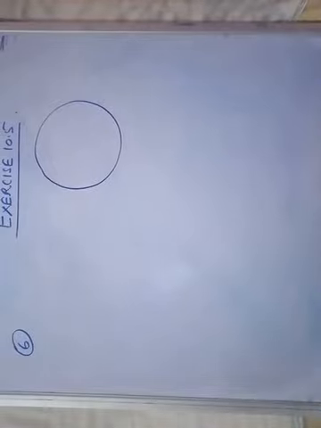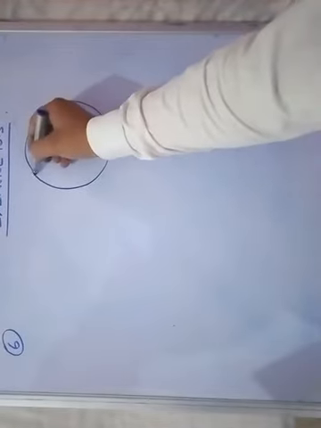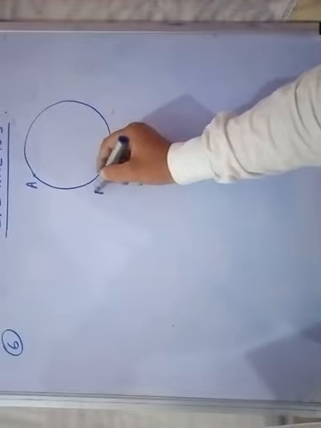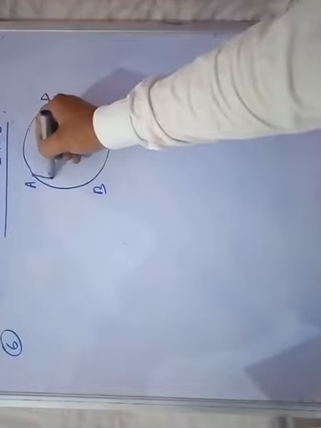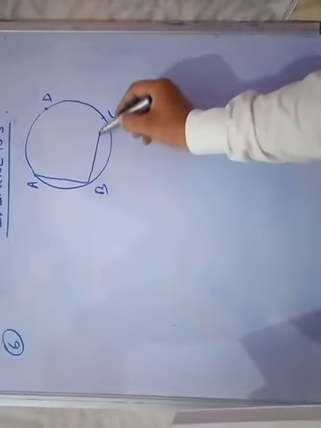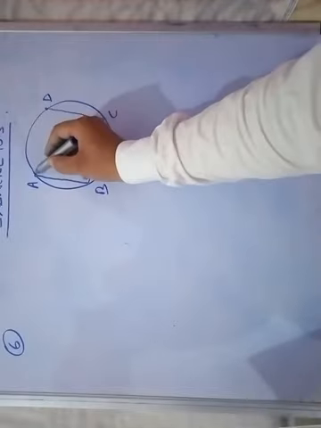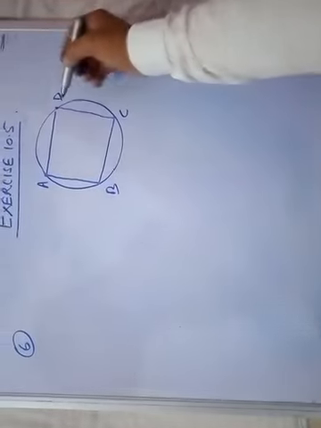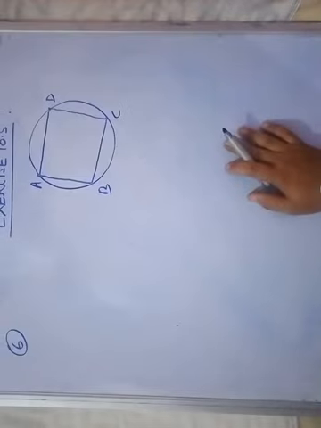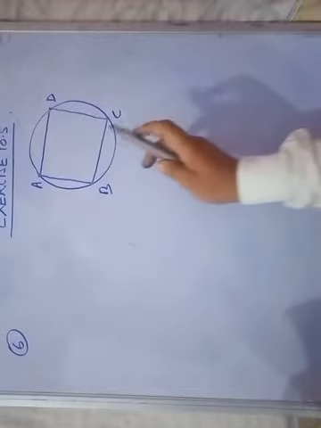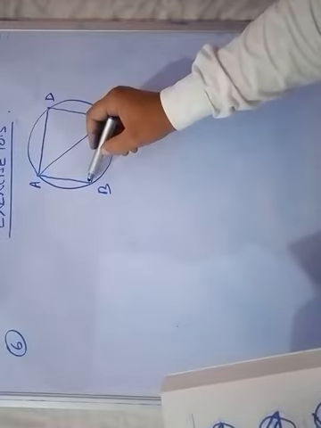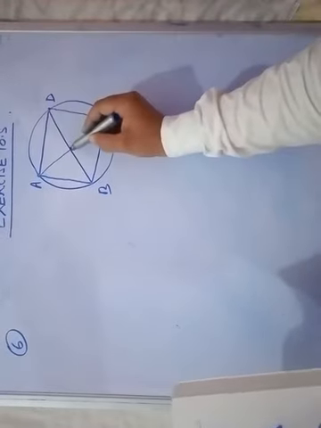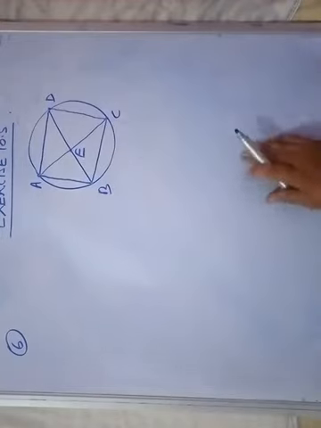Let ABCD be a cyclic quadrilateral. So let A, B, C and D be any cyclic quadrilateral whose diagonals intersect at point E. These two diagonals intersect at point E.